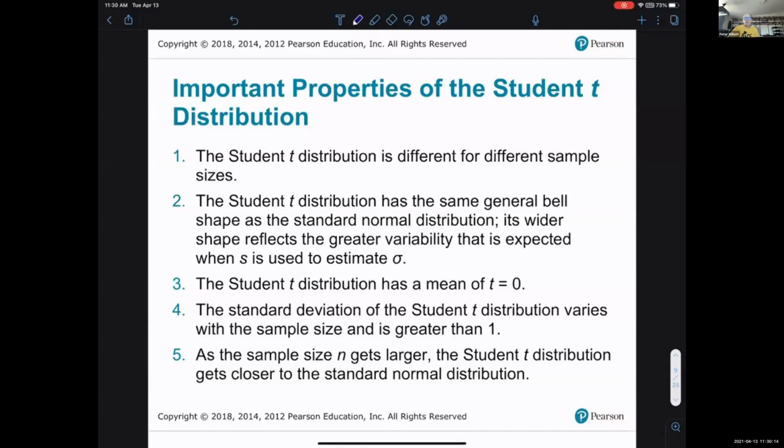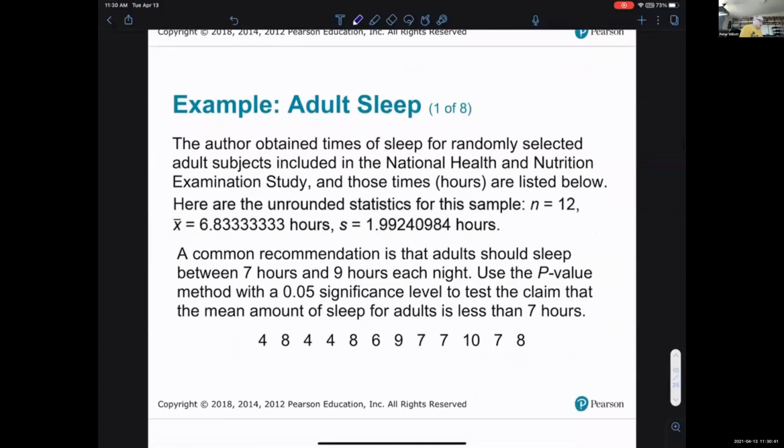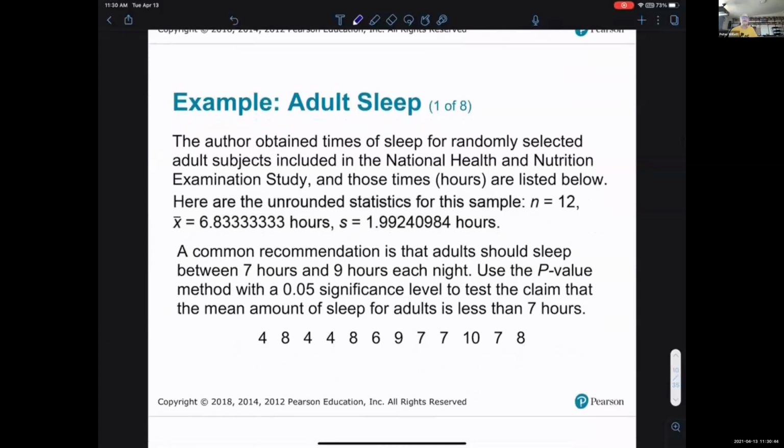The student t distribution has a mean of t equals 0. These were discussed back when we first introduced this t distribution. The standard deviation of the t distribution varies with the sample size and is greater than 1. As the sample size n gets larger, the student t distribution gets closer to the standard normal distribution, which is what I mentioned earlier. A lot of these properties will not make a lot of sense to folks. It is something to try to think about, but finally they are getting to an example on slide 10 where they're going to actually show an application.